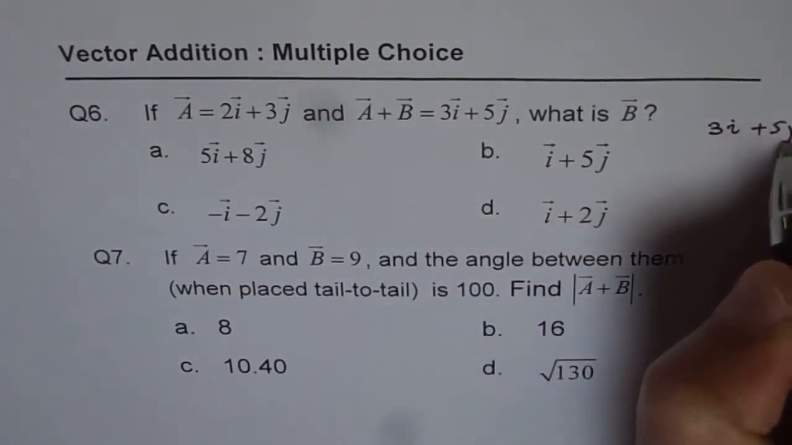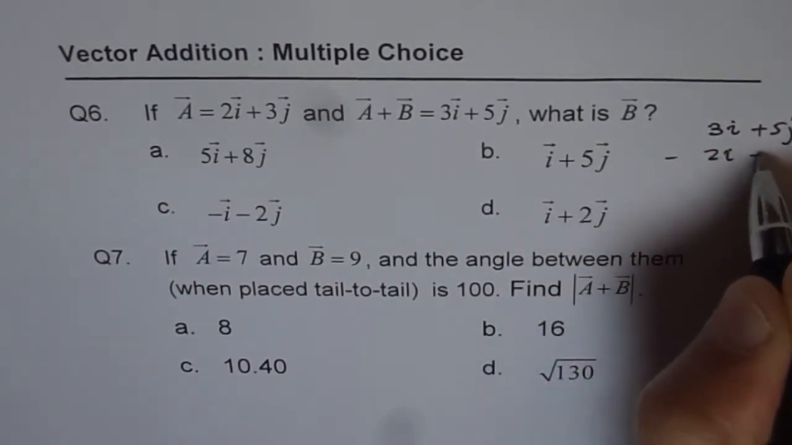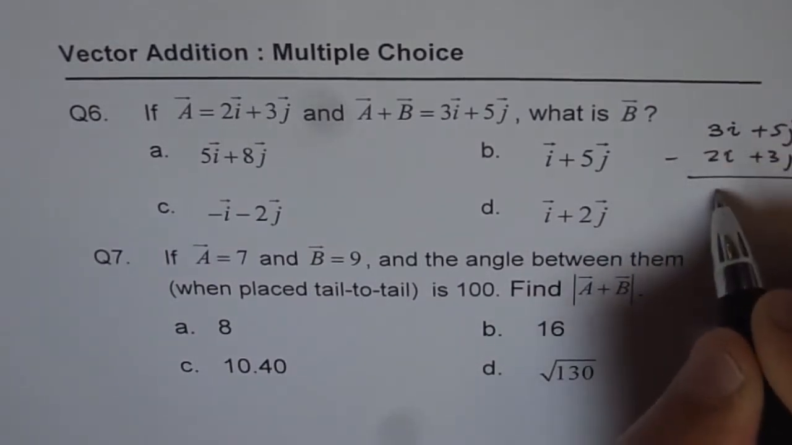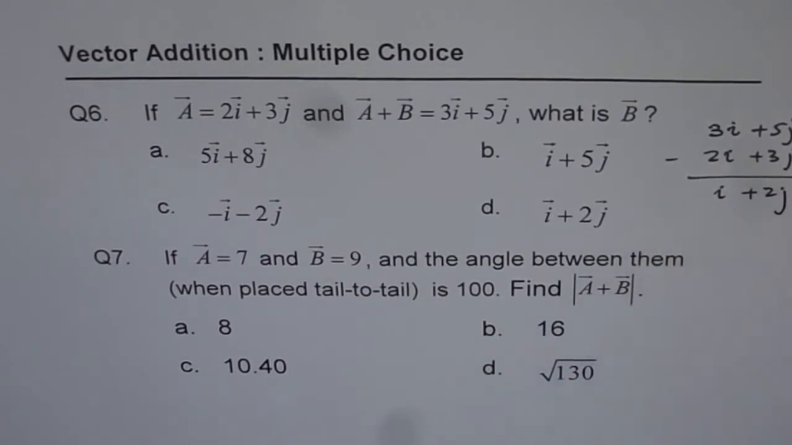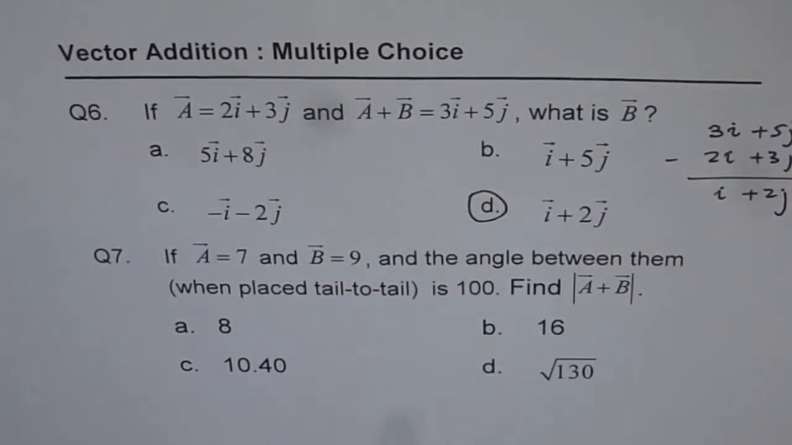3i plus 5j, and we want to take away 2i plus 3j, right? So if we take away both of them, it'll be i and this will be plus 2j. So that is our answer, i plus 2j, which matches with D. So that is the answer for us.